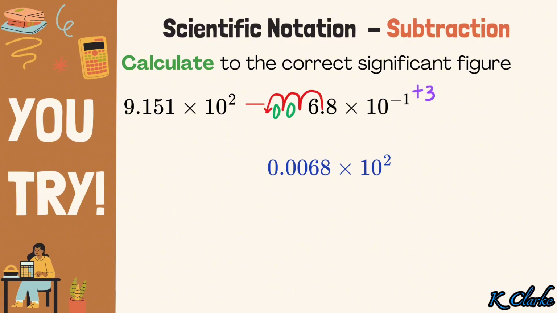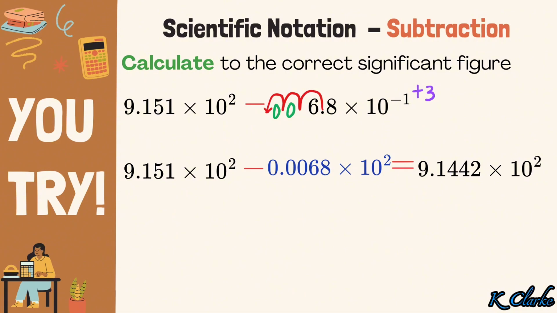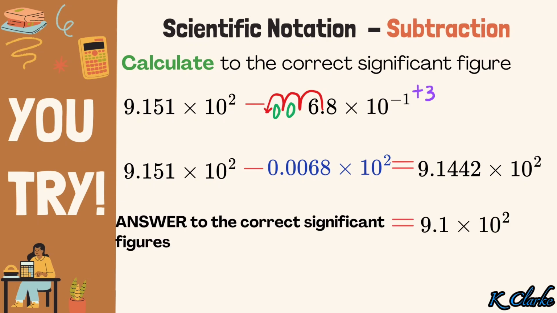Place the converted value in the equation, then step 2, minus the n values. The answer will be 9.1442 times 10 to the power of 2. The final answer to the correct significant figure is 9.1 times 10 to the power of 2.